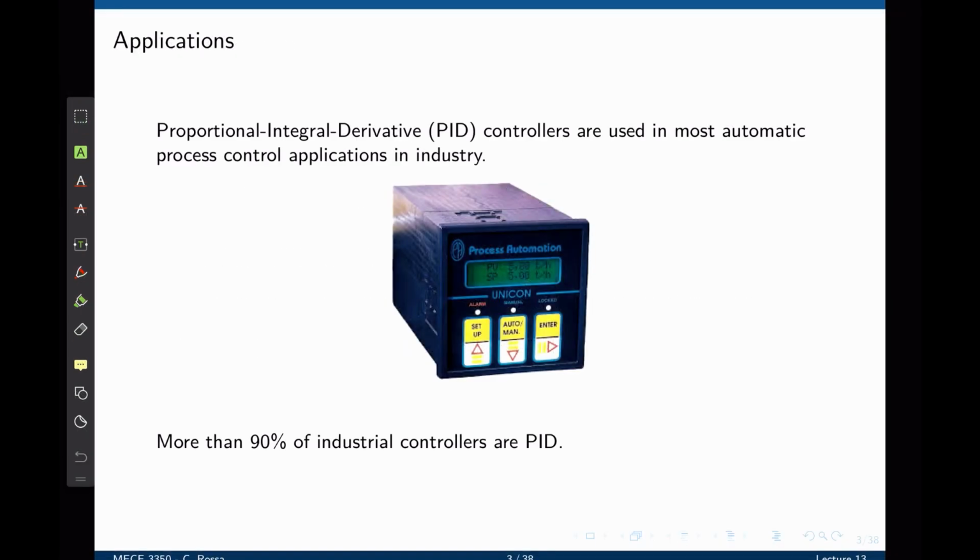PID controllers are used in most automatic process control applications in the industry. More than 90% of industrial controllers are PID controllers. This is one that can be found on Amazon for under $100. It takes the form of an amplifier that receives the desired set point values in the form of a voltage and outputs another voltage that is proportional to the error, proportional to the derivative of the error, and proportional to the integral of the error between the set point and the current status of the system.